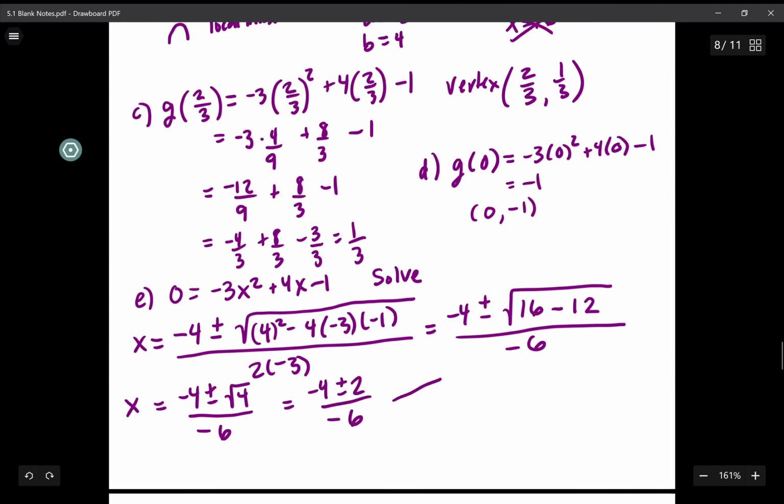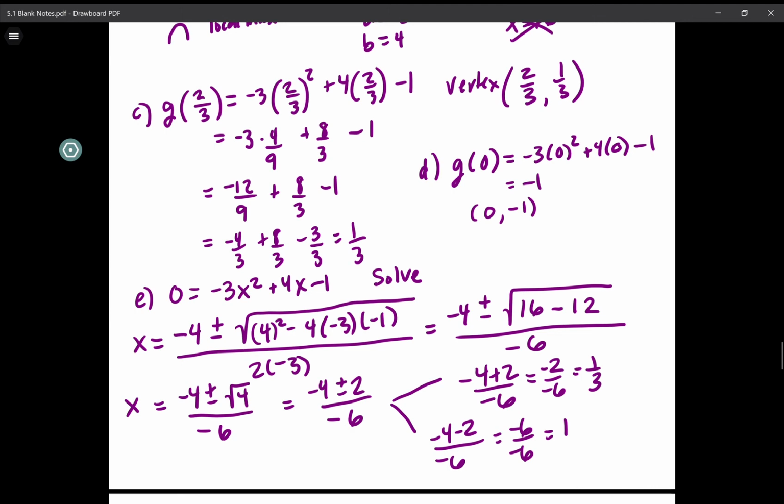So break this into my two cases, -4 plus 2 over -6 and -4 minus 2 over -6. -4 plus 2 is -2 over -6 is 1/3. -4 minus 2 is -6 over -6, which is +1. So my x-intercepts are 1/3, 0, and 1, 0. All right, so you could go ahead and graph this on Desmos and look at the graph. We found all these pieces algebraically.